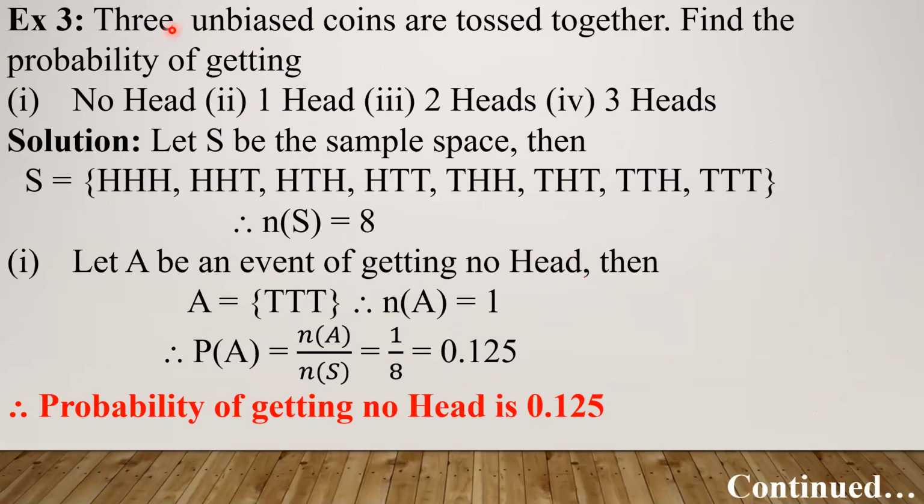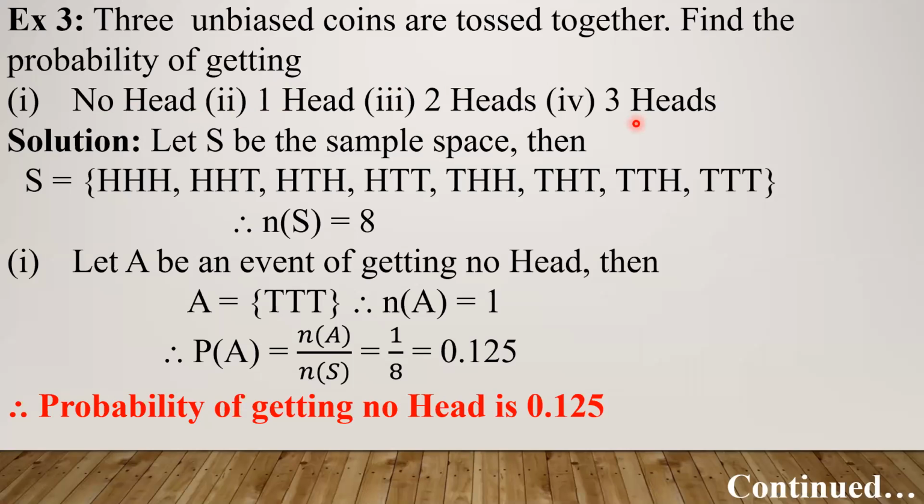Now look at, I have taken another problem here. 3 unbiased coins are tossed together. Here we are tossing 3 coins together. Find the probability of getting no head, meaning none of the three shows head, 1 head, meaning head comes at only one place among the three, third 2 heads and fourth one 3 heads.